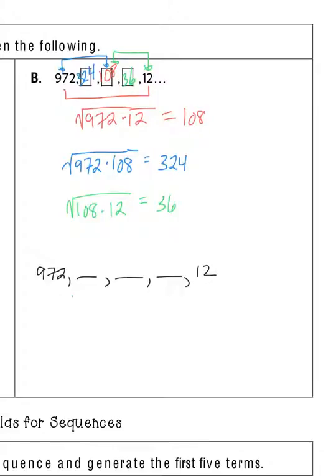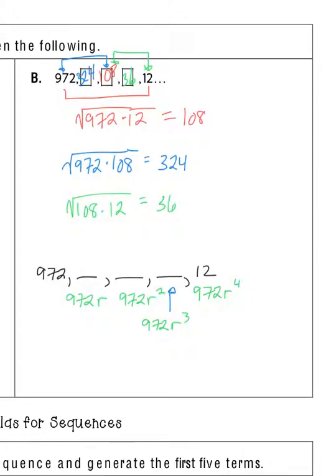So for the first blank, wouldn't I take 972 and multiply it by my common ratio? The second blank would be 972 times my common ratio twice, because I said 972 times r to get here. And then for this one, it would be 972 times r cubed, and this would be 972 times r to the 4th.